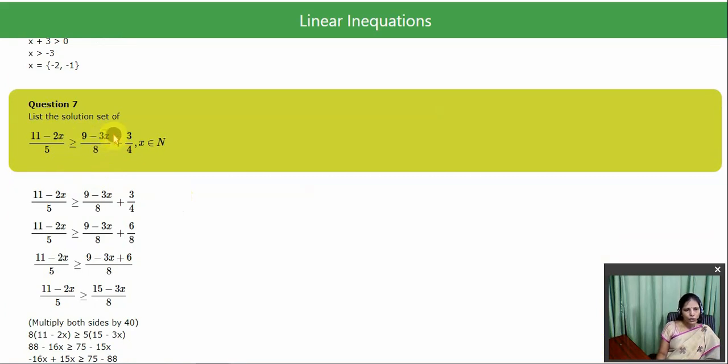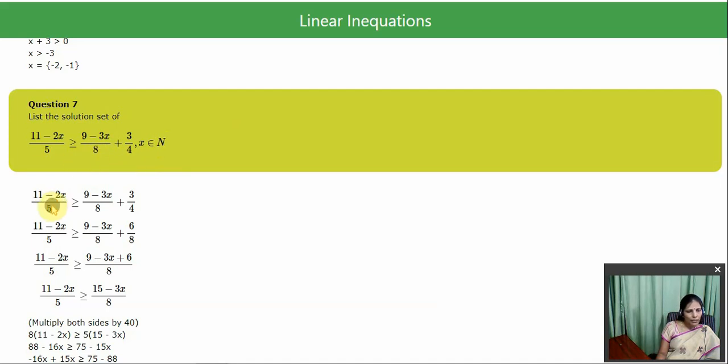List the solution set of (11 - 2x)/5 ≥ (9 - 3x)/8 + 3/4, and x belongs to N, capital N. Capital N is natural numbers. Natural numbers is nothing but starting from 1: 1, 2, 3, till infinite.